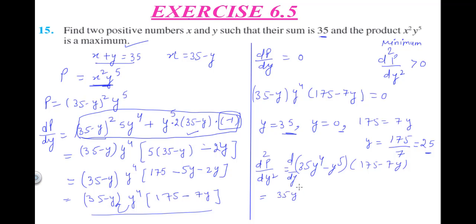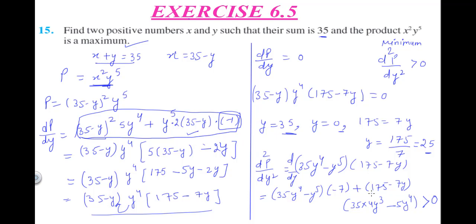So (35 y to the power 4 minus y to the power 5) as it is, and differentiation of 175 will be 0, and of minus 7y it will be minus 7, plus (175 minus 7y) as it is, and we will differentiate this. So what we are going to get is 35 into 4y cube minus 5y to the power 4. Now I am not solving it, but whenever you put y equal to 25 in the second order derivative, you are going to get a positive answer which will be greater than 0.